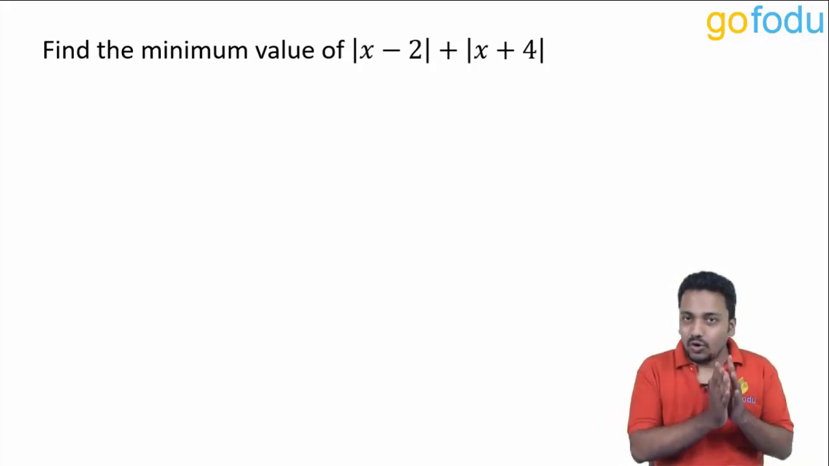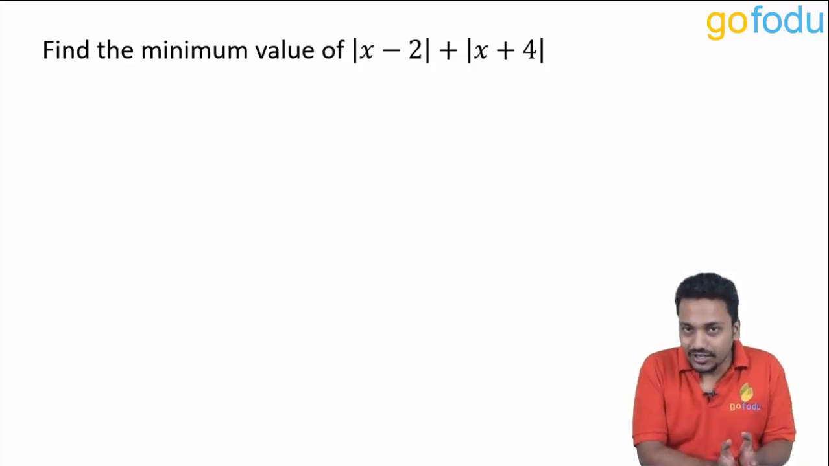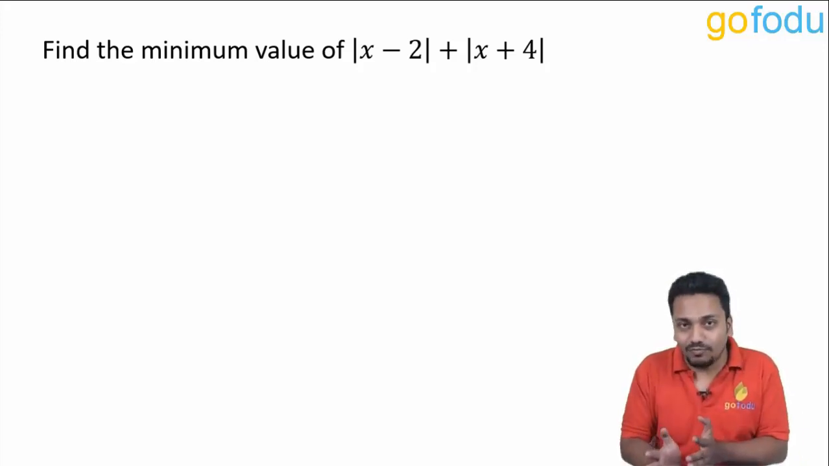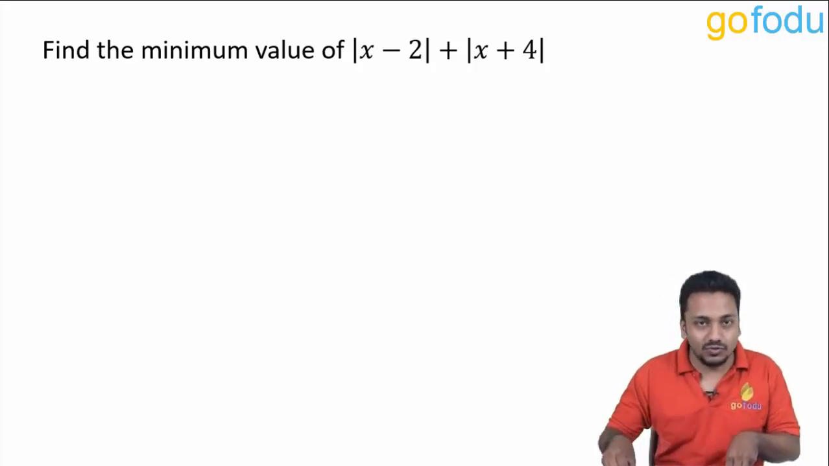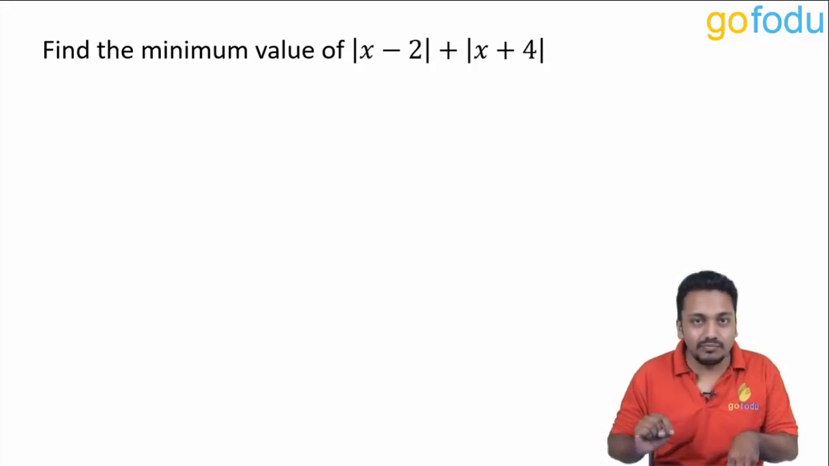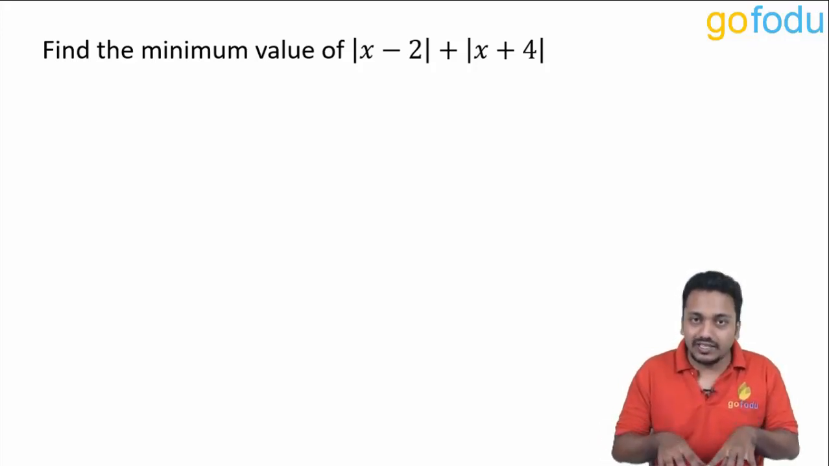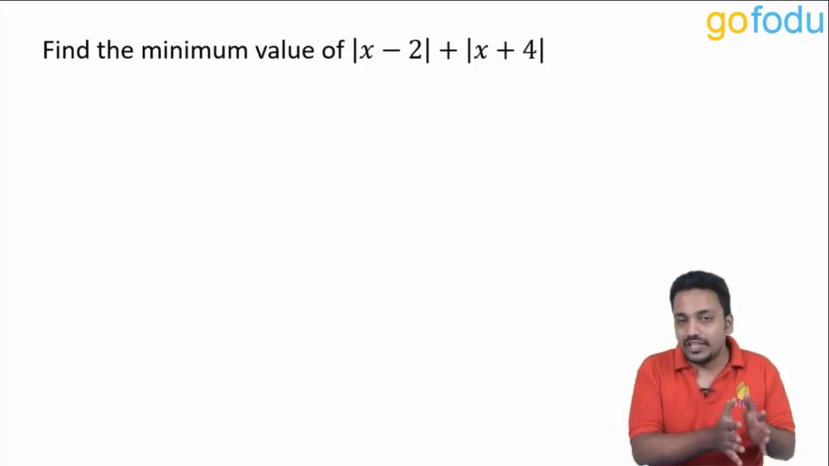Note that the concepts we will be discussing in this video are for addition of mods. There is a plus sign between the mods, mod x minus 2 plus mod x plus 4. The plus sign is there, and that is important. For this method, the plus sign has to be there between the mods.